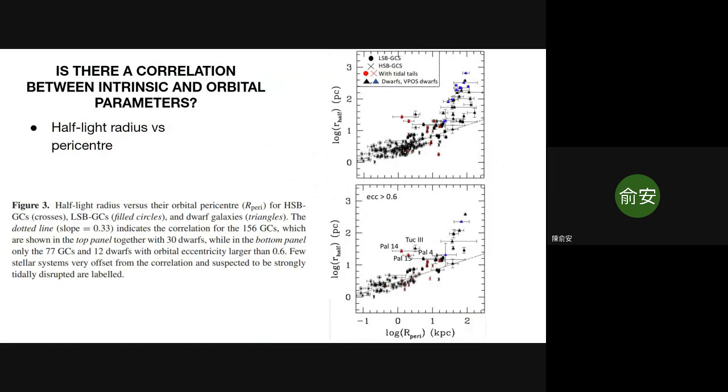Perhaps they also investigate if there is a tighter relation, and they found yes, actually, a tighter relation is between the half-light radius and the pericenter instead of the galactic center distance. So the top panel is the data they selected from literature. This is all the data, and the bottom panel they selected those with eccentricity larger than 0.6. So it means that it's not circular; it's more elliptical.